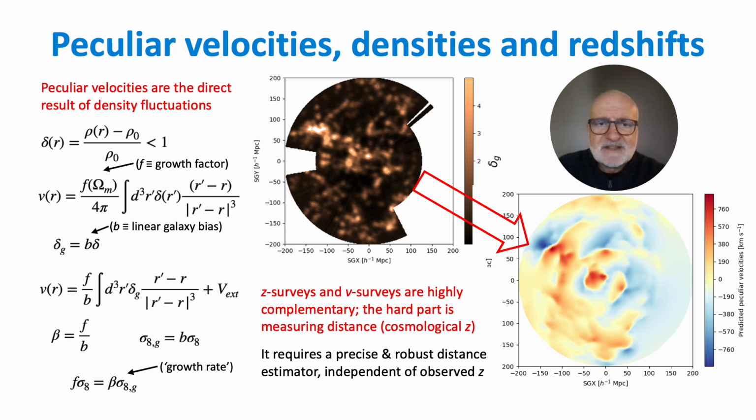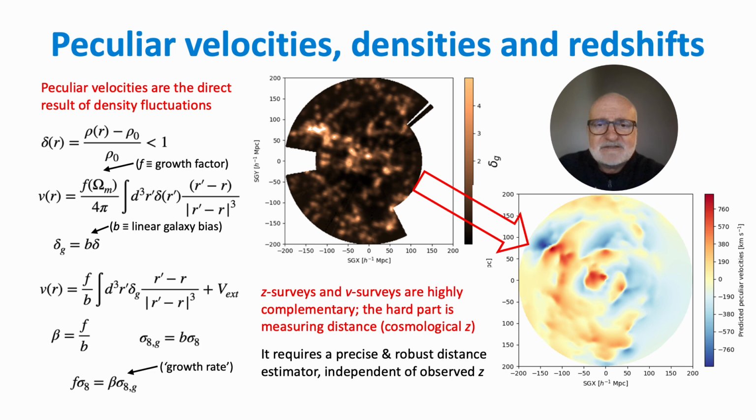Peculiar velocities in the linear regime can therefore be predicted, up to a constant factor, from the galaxy distribution observed in redshift surveys. So measuring peculiar velocities tells us about the product of the growth factor and the amplitude of matter fluctuations. Thus, redshift surveys and peculiar velocity surveys are highly complementary.